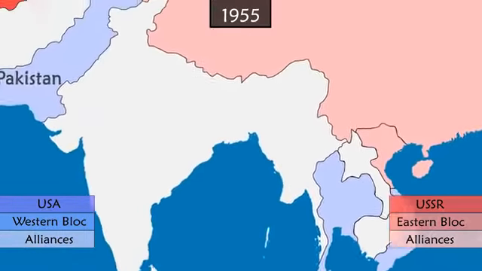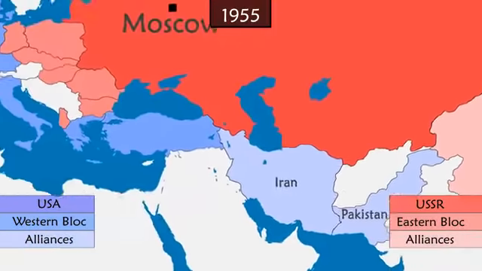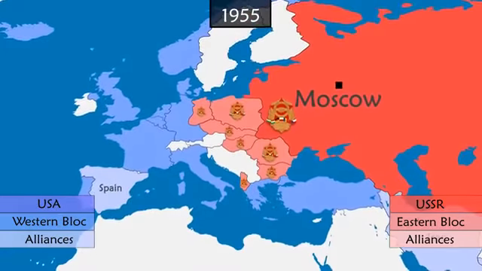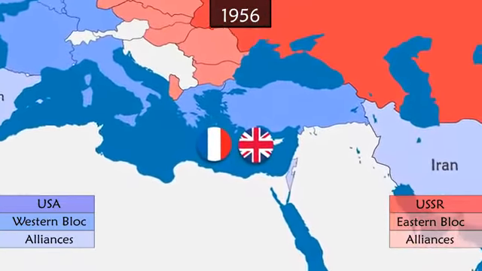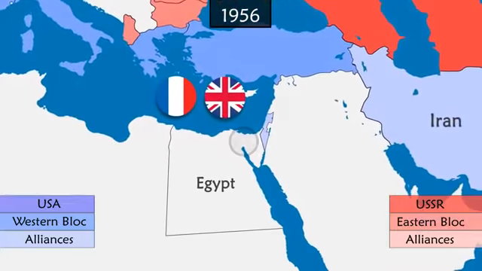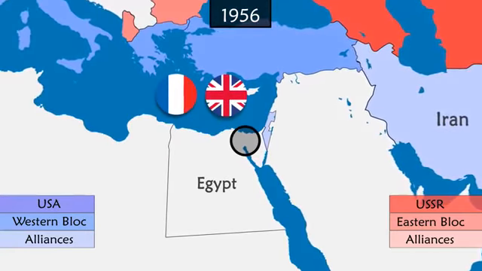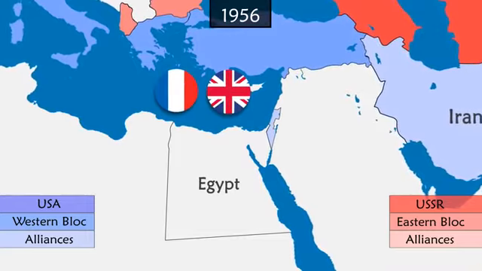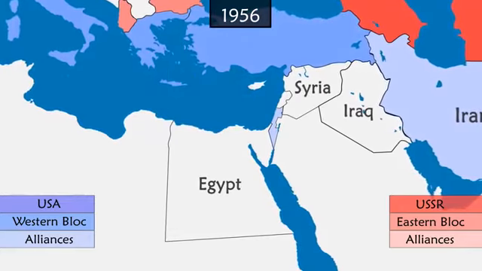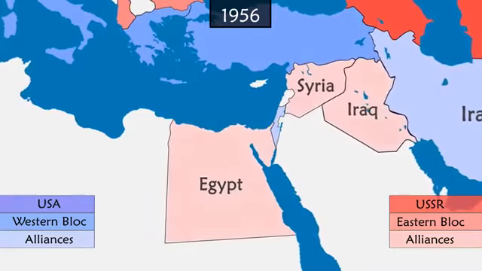In response to NATO, the USSR organizes its own military alliance through the Warsaw Pact. The following year, France and Britain unite with Israel in a surprise war against Egypt to regain control of the Suez Canal. The United States and the USSR oppose this attack and quickly impose a ceasefire, marking the end of European dominance in the region to the benefit of the USSR.